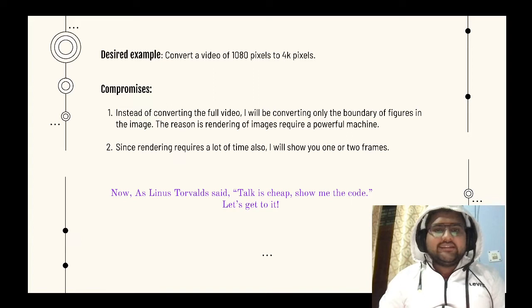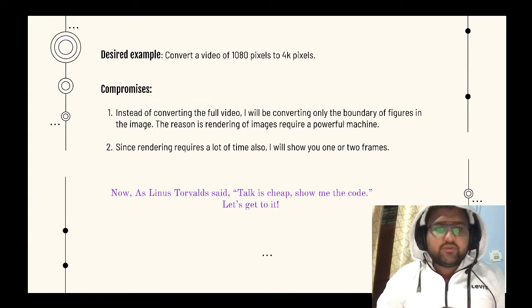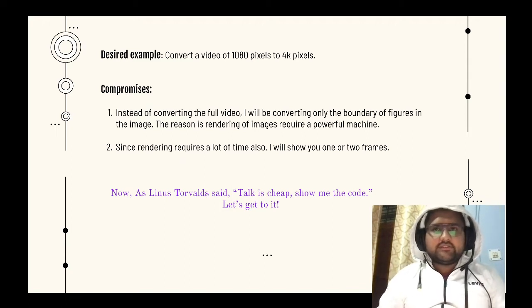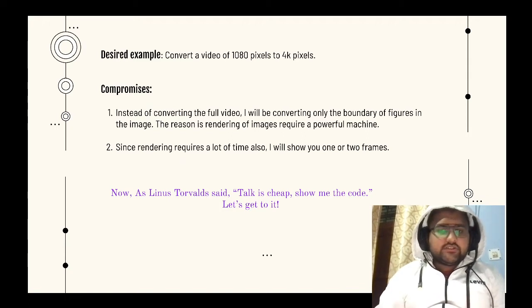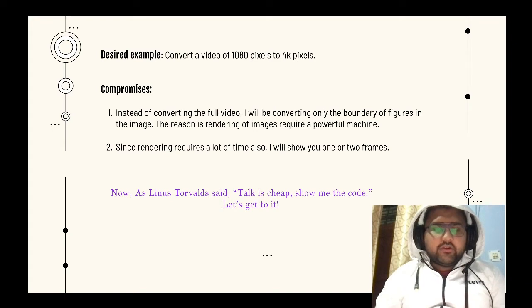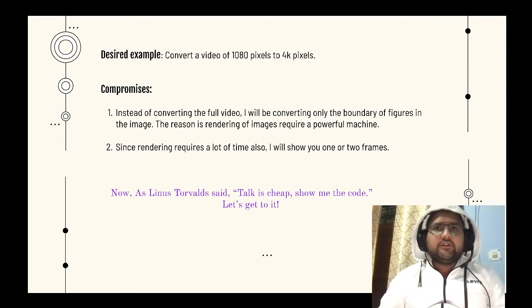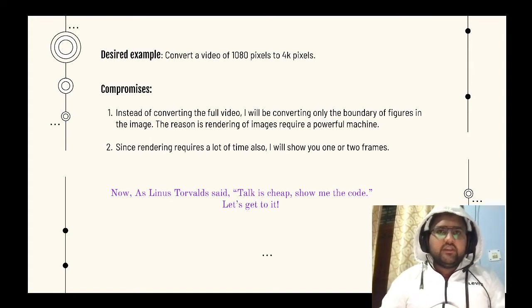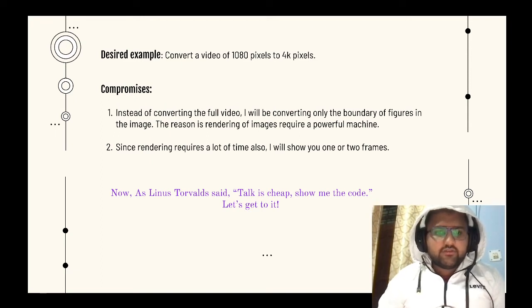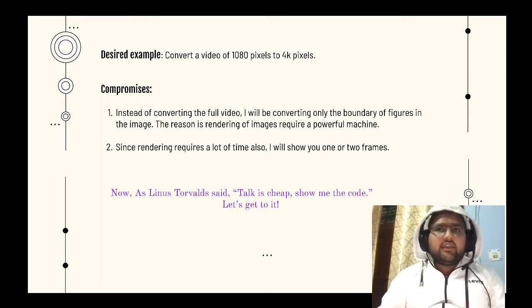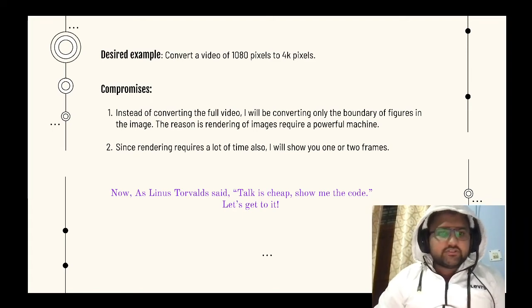The desired case for this example would be converting a video of 1080 pixels to 4K pixels. But due to limitations of machinery, I'll be making two compromises. Instead of rendering the whole video, I'll only cover the boundaries of the figures in that video, and instead of the whole frames, I'll take one or two frames, because, as we'll see in the code, it takes around 30 to 35 seconds for one frame. So I'll show you the code now.